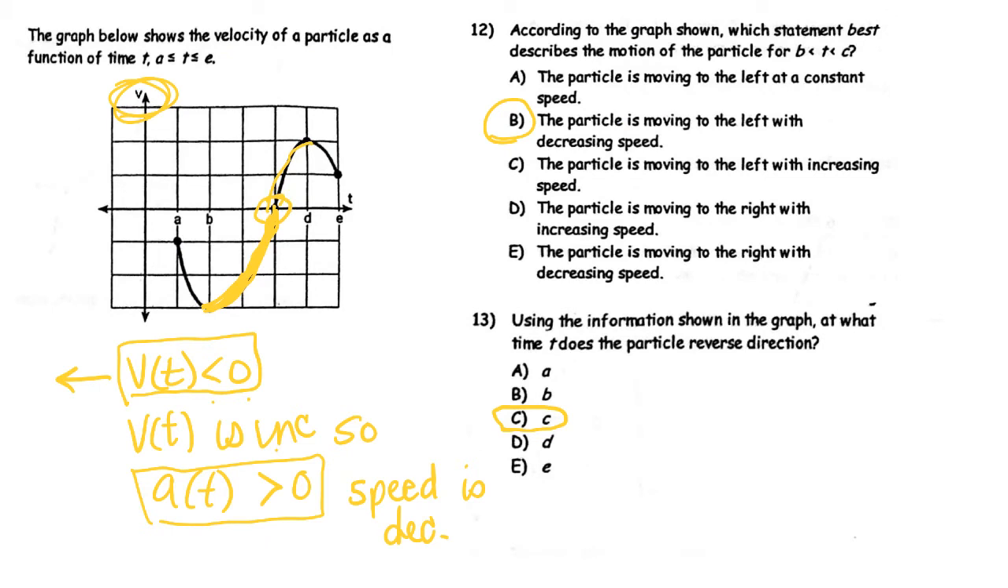Okay, so for our next two, notice that according to the graph shown, again, it's talking about the speed of the particle, and it's talking about moving left or right. And so for number 12, answer choice B is the correct one, because again, the particle is moving left with a decreasing speed. So that's going to be the right way to describe what's going on in our graph. And then using the information shown in the graph, at what time t does the particle reverse direction? So where does it change directions? It has to change at C.